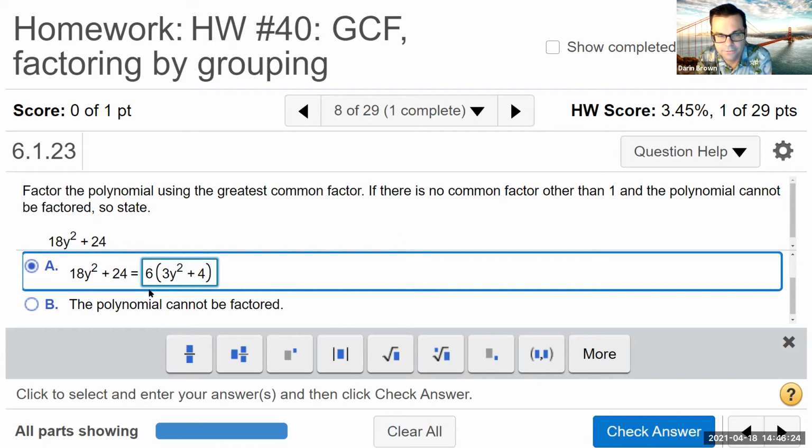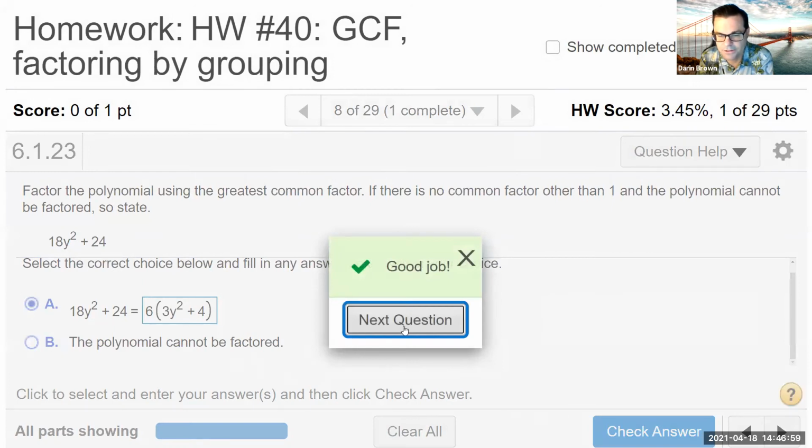Now, this binomial here actually might factor. I mean, it has the possibility of factoring because it's not a linear binomial. If you have a linear binomial, it's never going to factor. But because this is a degree 2, it's a y squared, there is a possibility that it could be factored. We'll see later that there's a formula called the difference of 2 squares, which does allow you to factor some of these. But this is not a difference of 2 squares. It doesn't fall into that pattern. So there's nothing more we can do here. We're just going to leave it 6 times 3y squared plus 4.